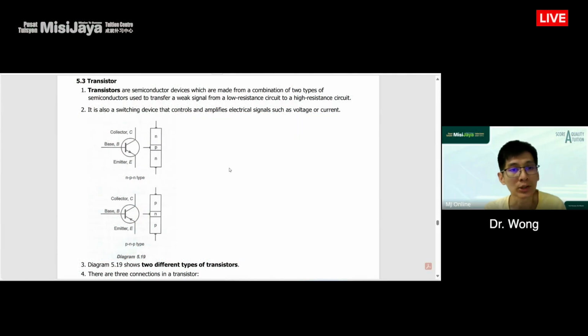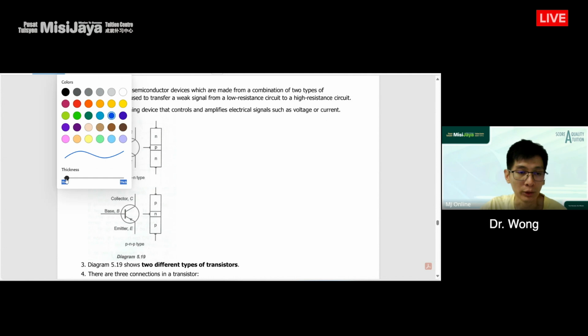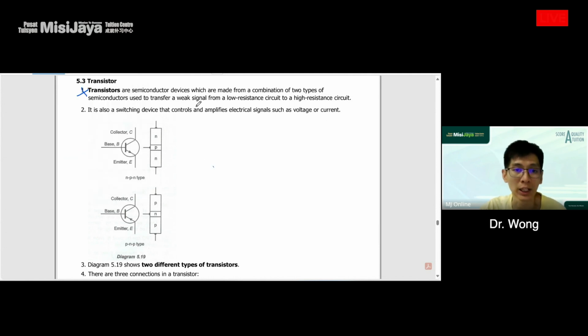So let's look at this transistor, a semiconductor device made of the combination of two types of semiconductor to transfer a weak signal from the low resistance circuit to a high resistance circuit. Basically, you no need to remember this. It will not ask you to define what a transistor is, but normally it's about the calculation about the type of transistor. So when we see this diagram here, we have two different symbols, or two different types of transistor. One is NPN.